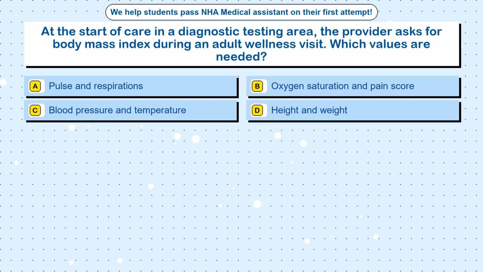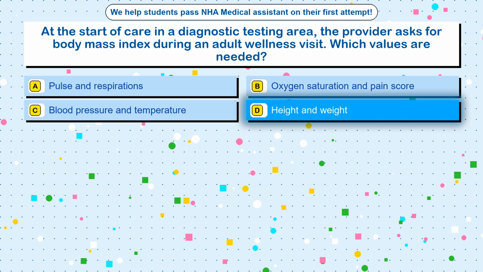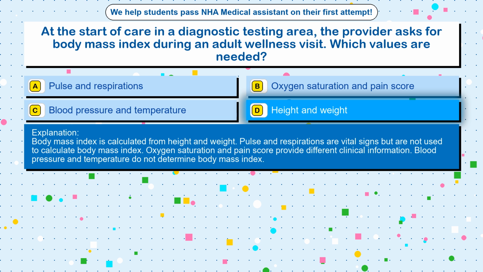Question 65. At the start of care in a diagnostic testing area, the provider asks for body mass index during an adult wellness visit. Which values are needed? Option A. Pulse and respirations. Option B. Oxygen saturation and pain score. Option C. Blood pressure and temperature. Option D. Height and weight. The correct answer is option D. Height and weight. Body mass index is calculated from height and weight. Pulse and respirations are vital signs but are not used to calculate body mass index. Oxygen saturation and pain score provide different clinical information. Blood pressure and temperature do not determine body mass index.